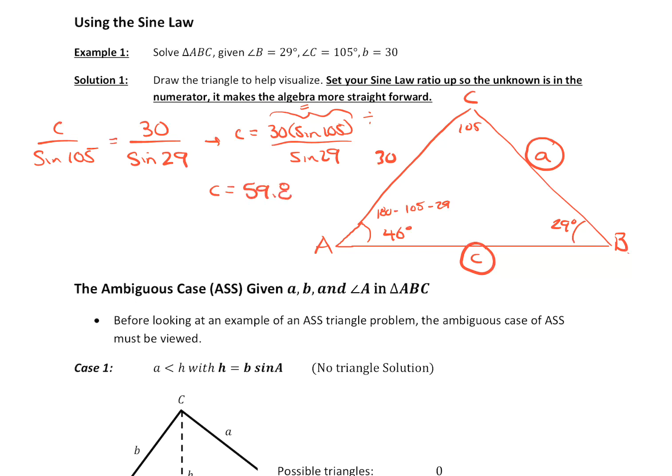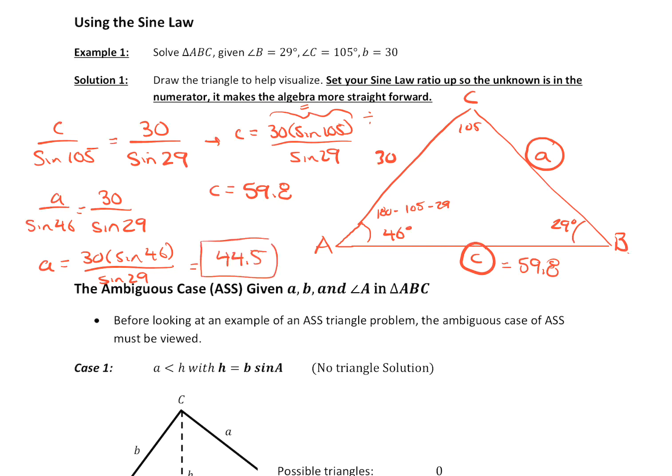Okay, so this distance on the bottom here is 59.8. And now what's left is just to solve for A. You can't do the Pythagorean theorem, you can't do the 180 angles, because we just have sides, so we just have to use the sine law again, right? So A over sine 46, and I'll use B again. It's always nice to use the one you're given originally. So 30 times sine 46 over sine 29, which calculates out to 44.5.